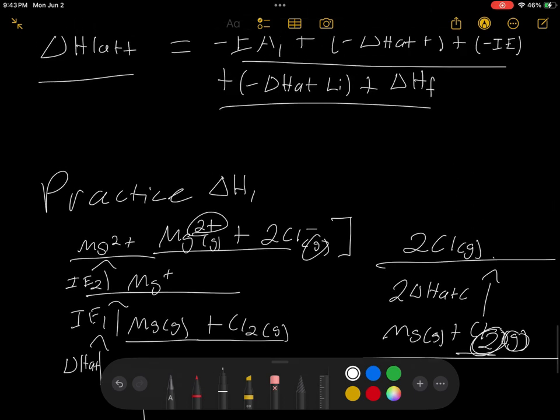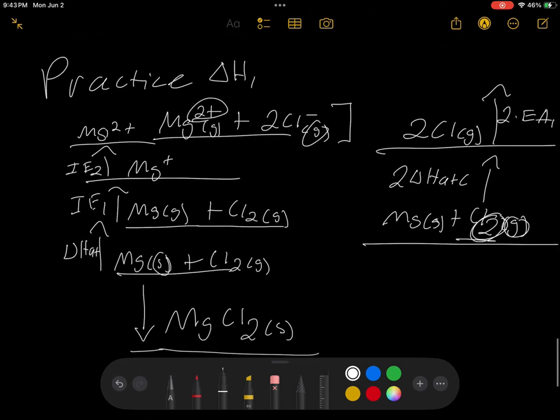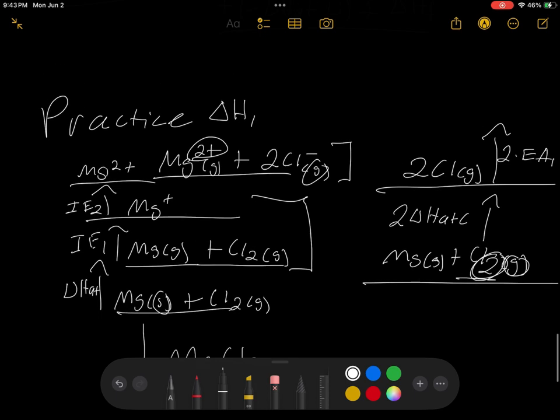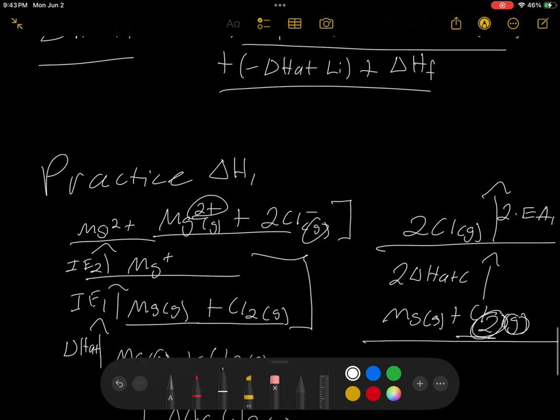From here, we would do 2 electron affinities of chlorine. So you're probably wondering, well, hold up. For magnesium, we did 2 separate ionization energies. So why aren't we doing 2 separate electron affinities? Well, pay attention, right? It's not because we're adding 2 electrons to the same atom. We are simply adding 1 electron to one atom and then adding 1 electron to another atom. We have 2 atoms of chlorine, 2 moles of it, so we need to do 2 electron affinities because it's 2 separate atoms. So then that would get us to the 2Cl-, right?